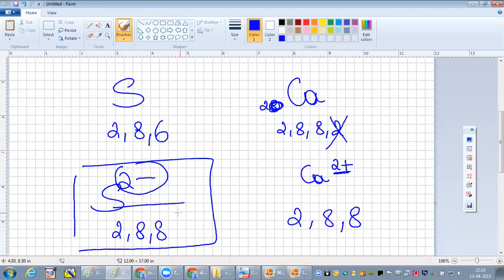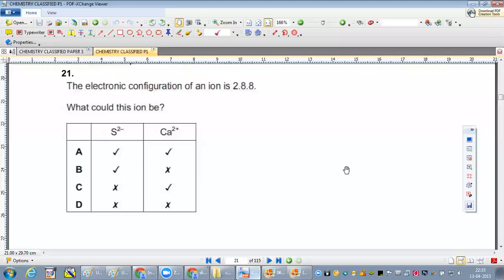So S2 minus has electronic configuration 2,8,8. Ca2 plus has electronic configuration 2,8,8. Just look at the first option. 2,8,8 is there for S2 minus and also Ca2 plus. So this is your correct option.